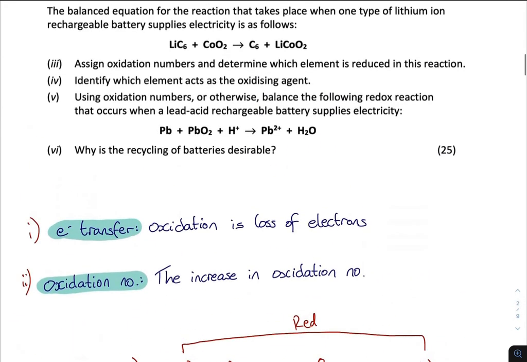Now, underneath it was: using oxidation numbers or otherwise, balance the following redox reaction that occurs. Now, this was slightly unusual. Okay, again, this question here wasn't so straightforward as previous years, in which you were given two Pbs, two leads on either side. Generally, you're only given one. Okay, so that helped to confuse matters there.